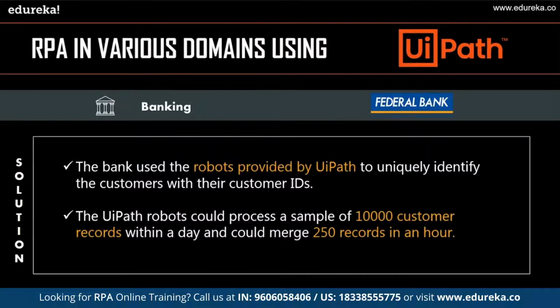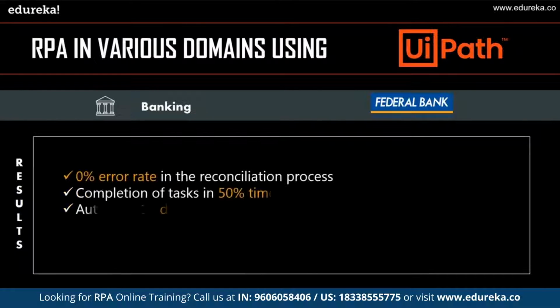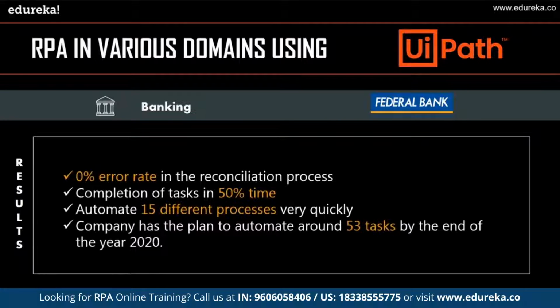It is, right? So the results observed are as you can see on my screen. There was a 0% error rate in the reconciliation process. It was observed that the completion of tasks was done in 50% of the time. The bank could automate 15 different processes very quickly, and the company further had the plan to automate around 53 tasks by the end of the year 2020. So that's how, guys, RPA is used in the banking industry.